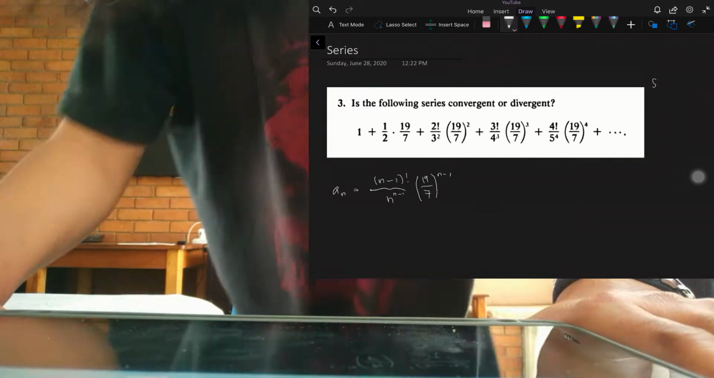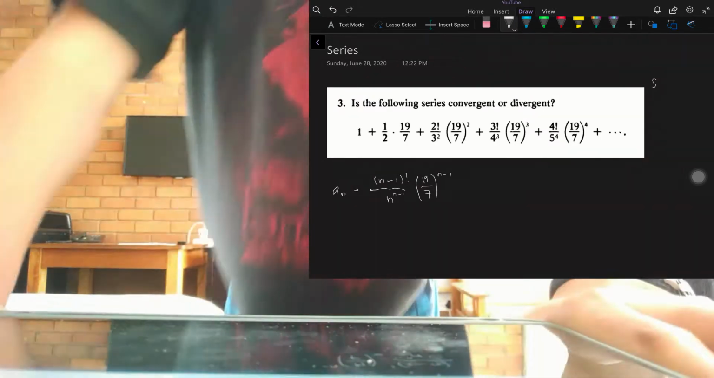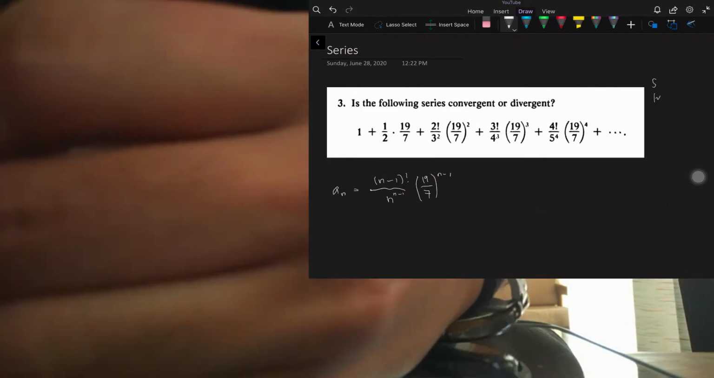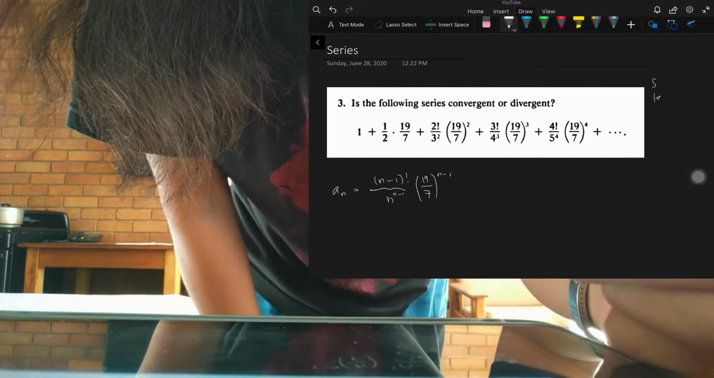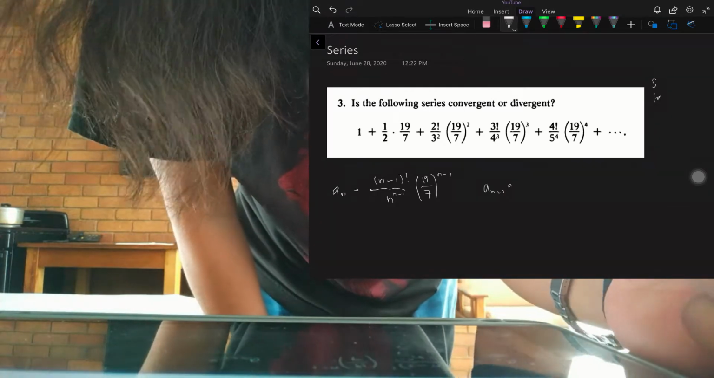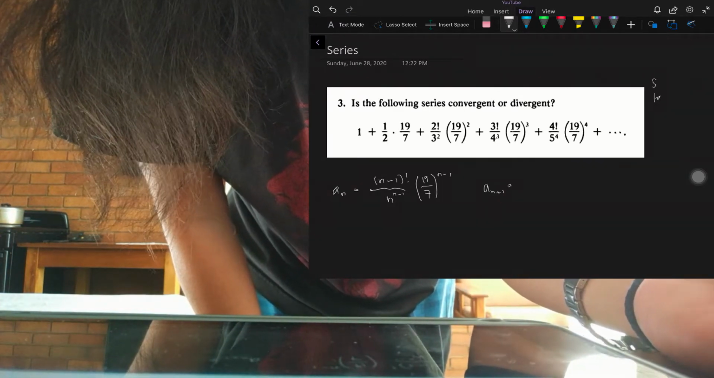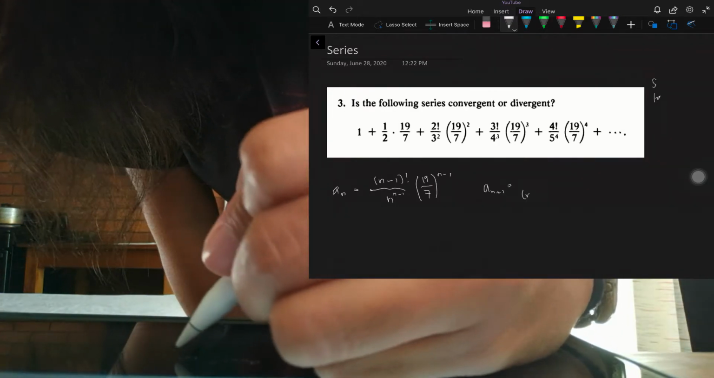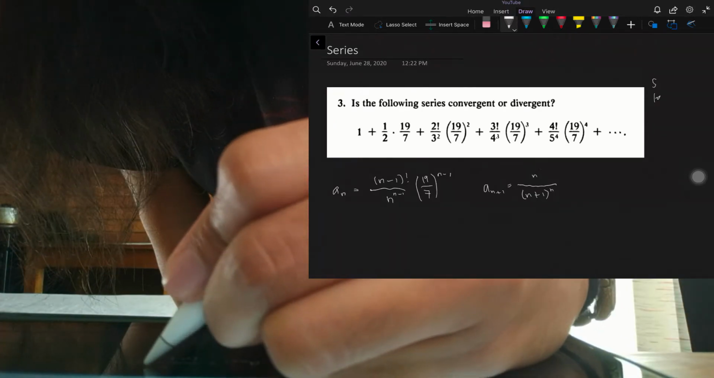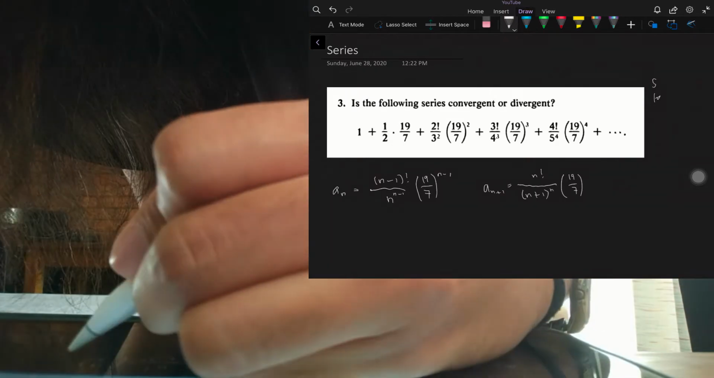6, 7, 8, 9, 10. Okay, so now let's go for a sub n plus 1, the next term. The a sub n plus 1 term is of course n plus 1 to the n in the denominator, and in the numerator you have n factorial, times 19 over 7 to the n.